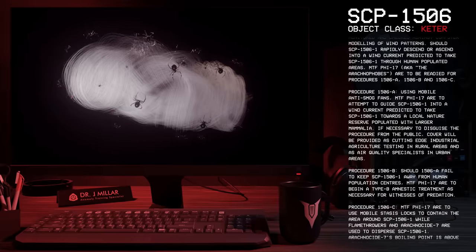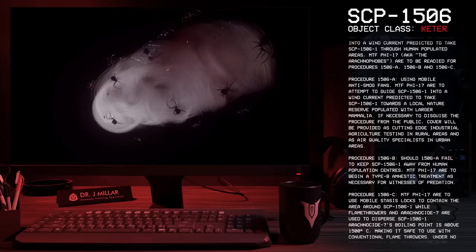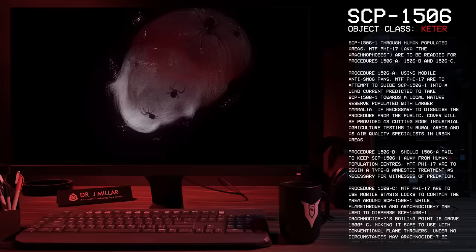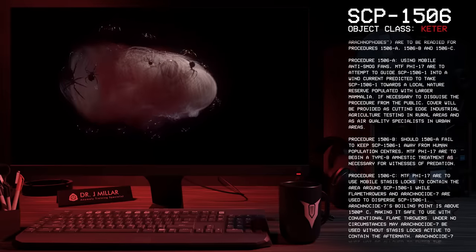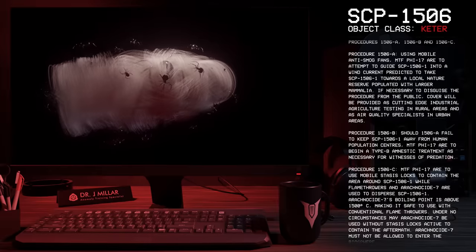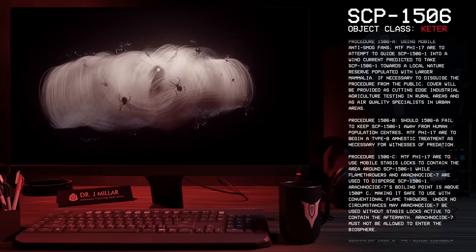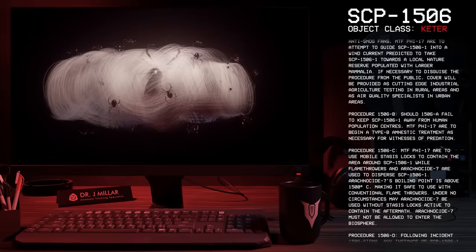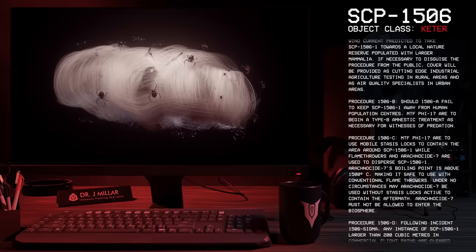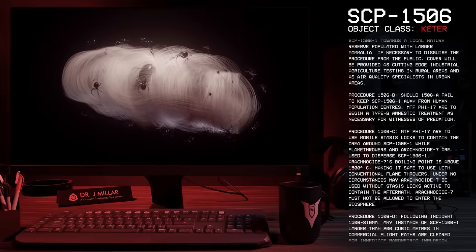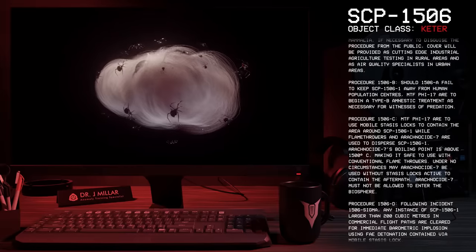Procedure 1506-B. Should 1506-A fail to keep SCP-1506-1 away from human population centers, Mobile Task Force Phi-17 are to begin Type B amnestic treatment as necessary for witnesses of predation. Procedure 1506-C. Mobile Task Force Phi-17 are to use mobile stasis locks to contain the area around SCP-1506-1, while flamethrowers and Arachnocide 7 are used to disperse SCP-1506-1.